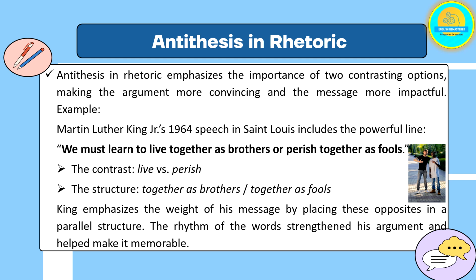Antithesis in rhetoric emphasizes the importance of two contrasting options, making the argument more convincing and the message more impactful. Example: Martin Luther King Jr.'s 1964 speech in St. Louis includes the powerful line, "We must learn to live together as brothers or perish together as fools." The contrast: live versus perish. The structure: together as brothers, together as fools. King emphasizes the weight of his message by placing these opposites in a parallel structure. The rhythm of the words strengthened his argument and helped make it memorable.